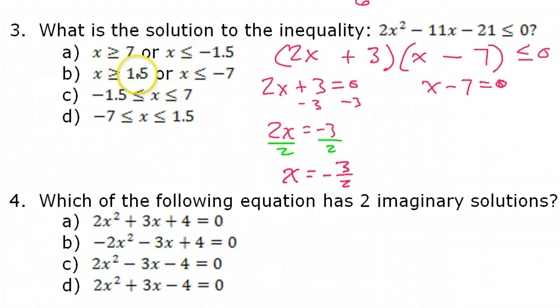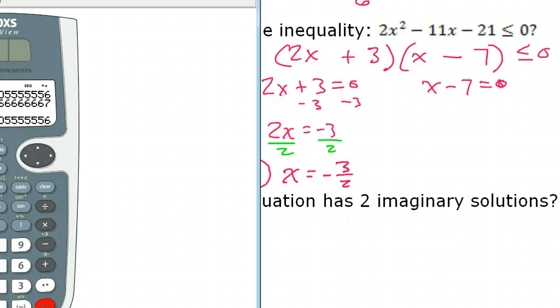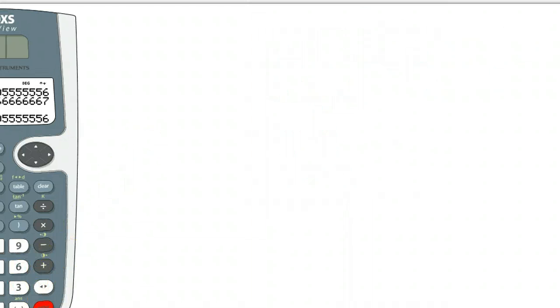Now as I'm glancing at this, I see they have decimals. So, you know, I know that this is negative 1.5. So there you go. If you did not know that for some reason, you could just use your calculator.